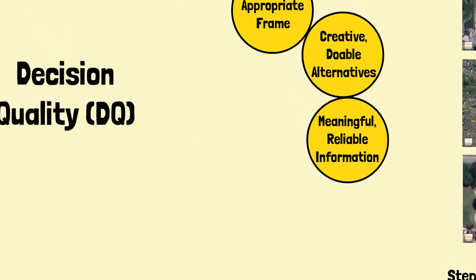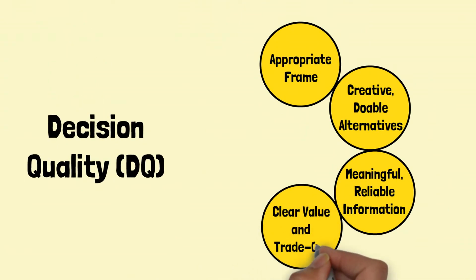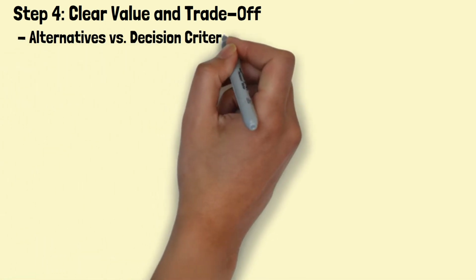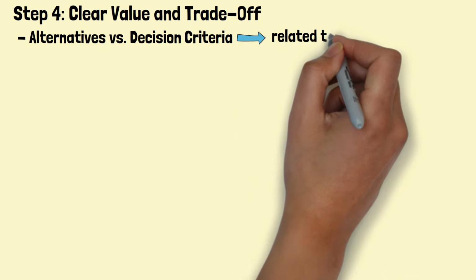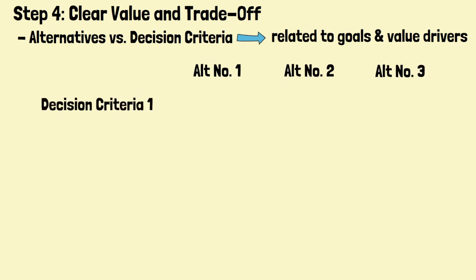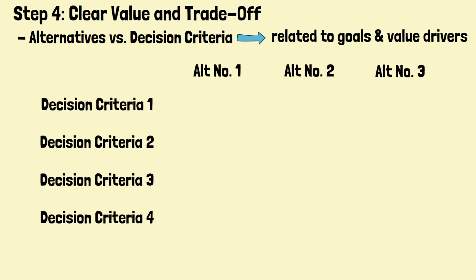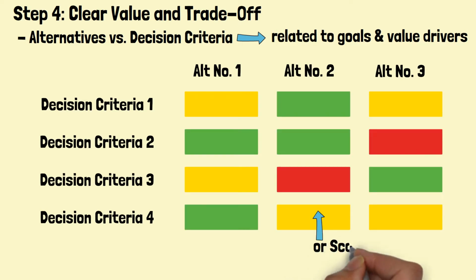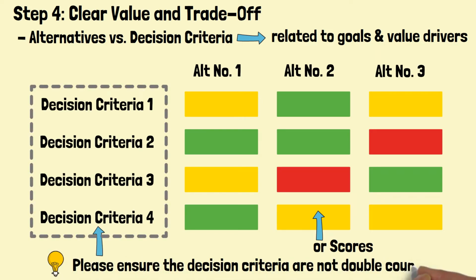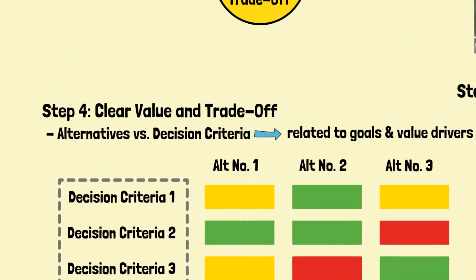Step 4. Clear value and trade-off. In this step, we would compare the alternatives against the decision criteria. The decision criteria are usually related to the goals and value drivers. A comparison table can be used with the alternatives as the columns and the decision criteria as the rows. The assessment can be done with color scheme or scores. It is essential to ensure that decision criteria are not double-dipped, as this may give too much weight to certain alternatives, and certain better alternatives may look less competitive.